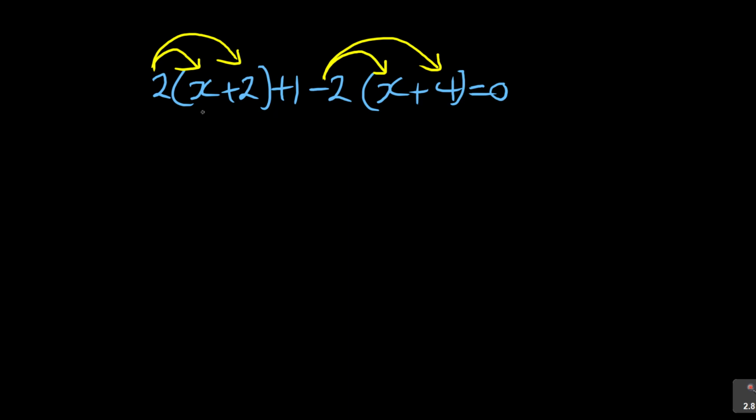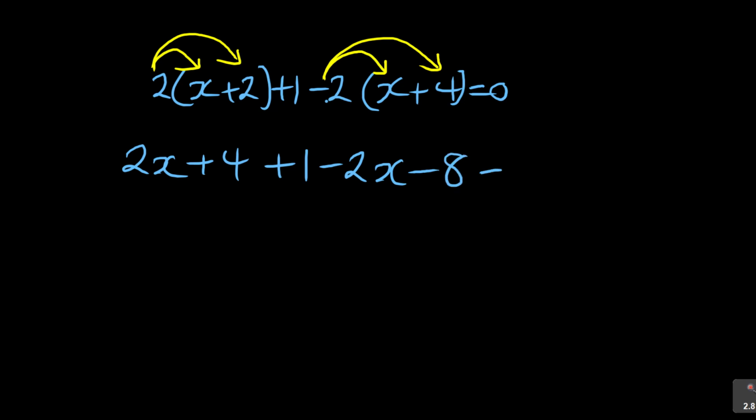You are going to say 2 times x. You have got 2x. 2 times 2 plus 4. Then plus 1. Then you do the same thing. Minus 2 times x minus 2x, minus 2 times 4 minus 8 is equal to 0. Why? I'm using BODMAS.